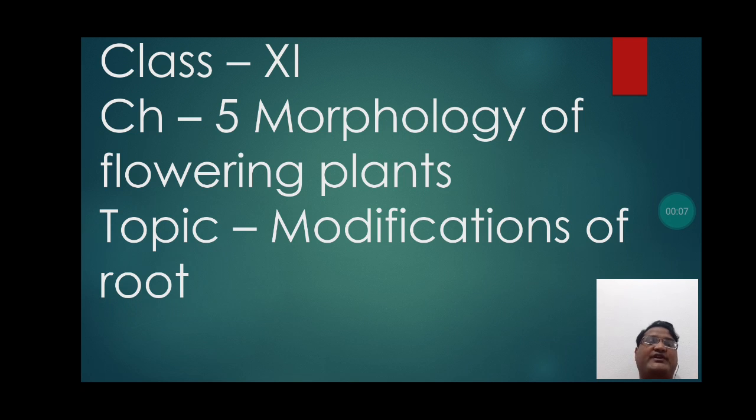Today we are going to study the topic modifications of root from chapter 5, morphology of flowering plants.